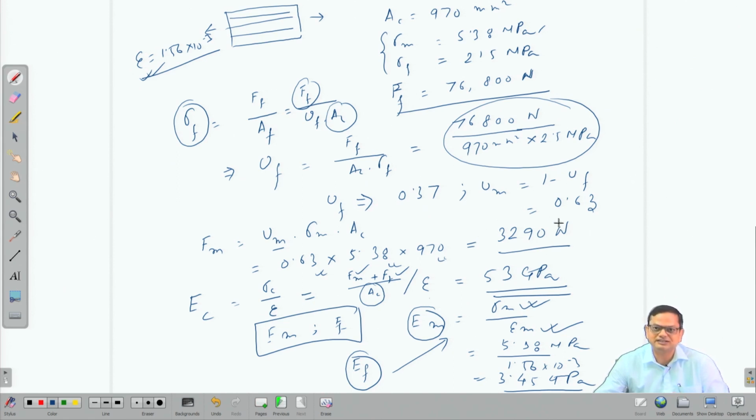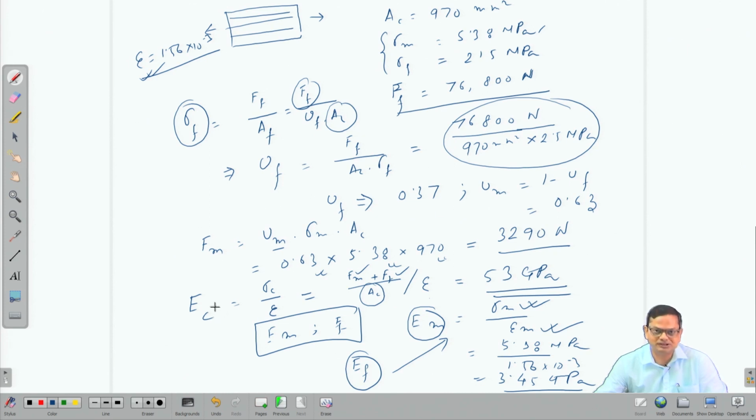So that means you can see here, this is a problem which you are trying to solve, but from these numbers you can see that the fiber is experiencing obviously quite a higher load than the matrix.